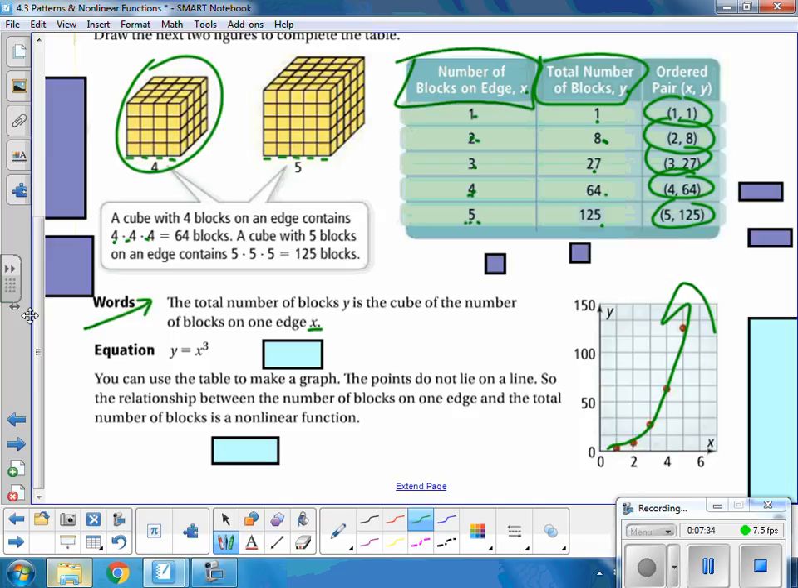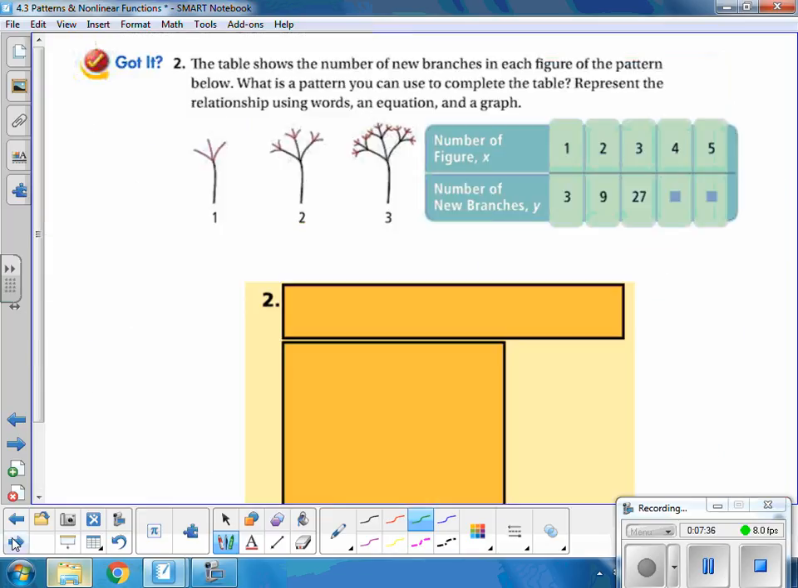It's curving a bit. All right, this one I want you to give a try. We're looking at branches of a tree. So you're going to do a few things here. You're going to represent using words, an equation, and a graph. Okay, but you've got to fill out the table first. So do the table. Write a sentence describing the relationship that's happening. Write an equation of what's happening, and then graph it out, and that will let you know, are you looking at a linear or a nonlinear relationship? Go ahead and press pause now.